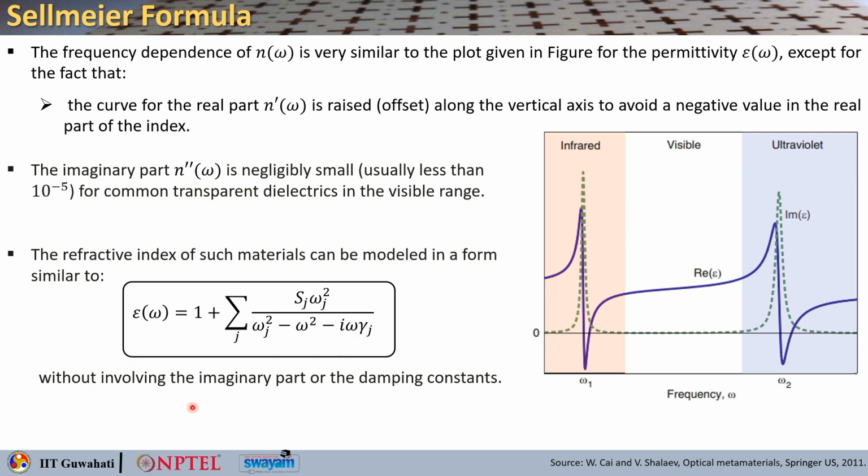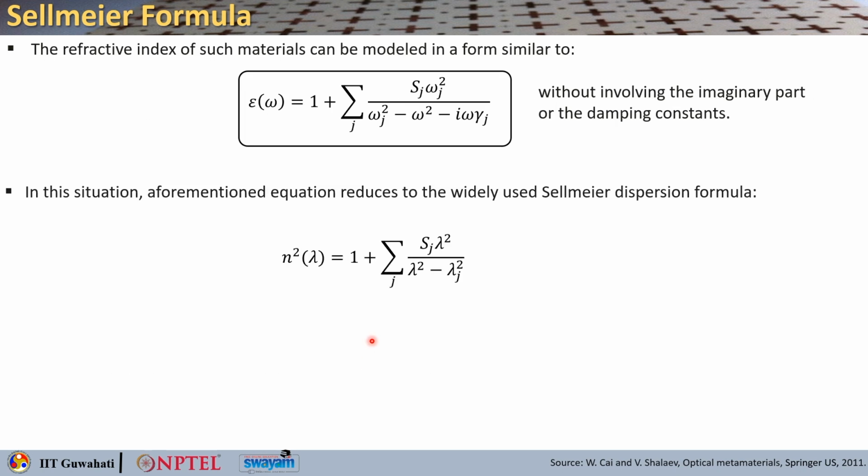So, that basically, without involving the imaginary part or the damping constants, right. So, if you do not take the imaginary part of the damping constants, you can just remove this particular part. Okay. So, the whole thing will look like this then, okay, and you can replace the frequencies with the corresponding wavelengths.